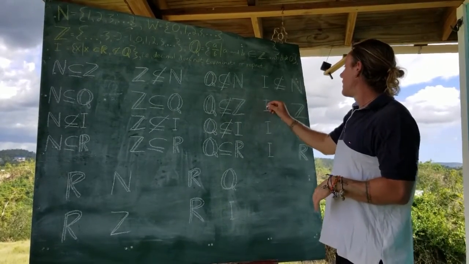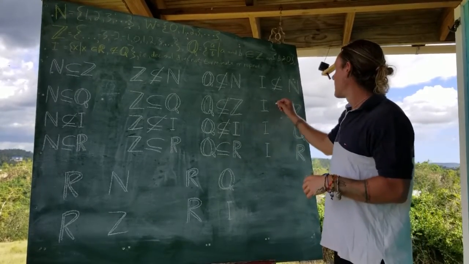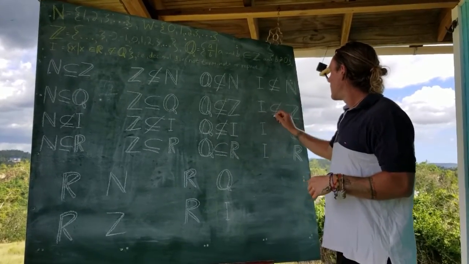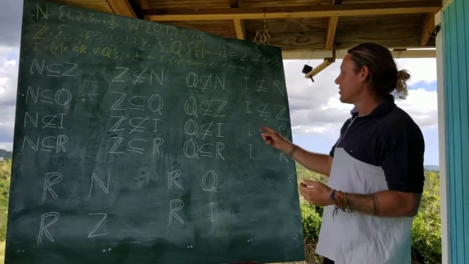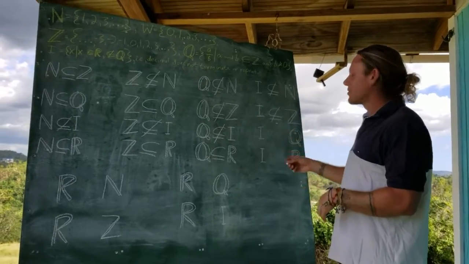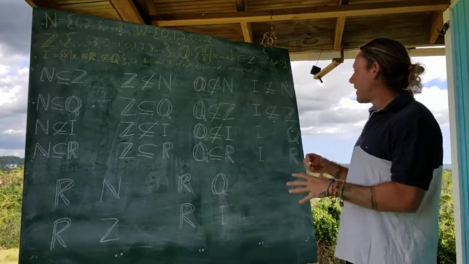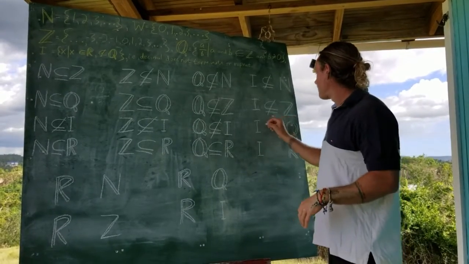How about the irrationals with the integers? Again, no, for some of the same reasons. How about the irrationals with the rationals? No. Just like the rationals are not a subset of the irrationals, the irrationals are not a subset of the rationals. They don't share common elements. In fact, that's part of what makes them distinctive: their decimal expansions.